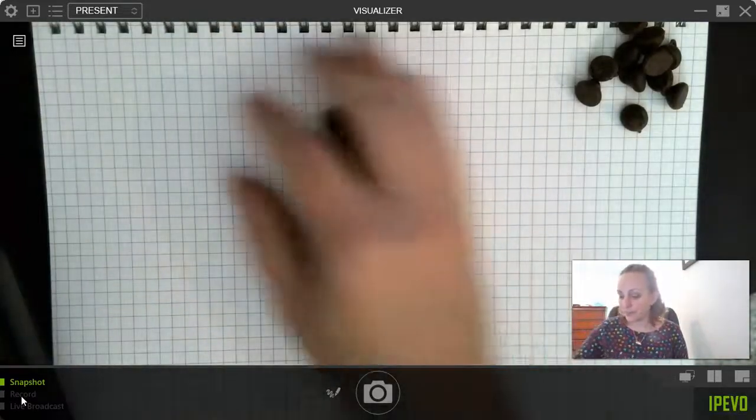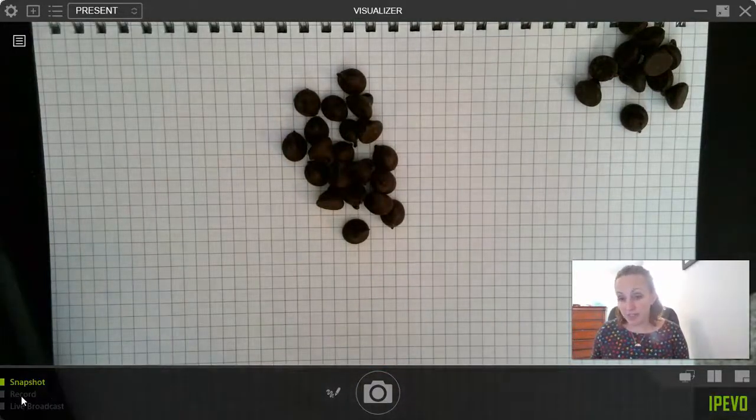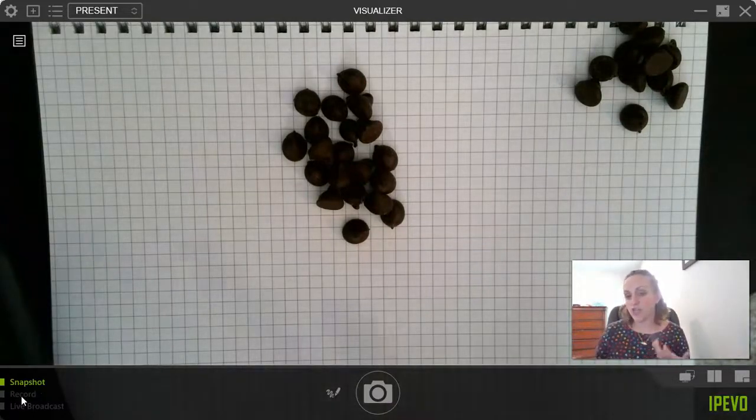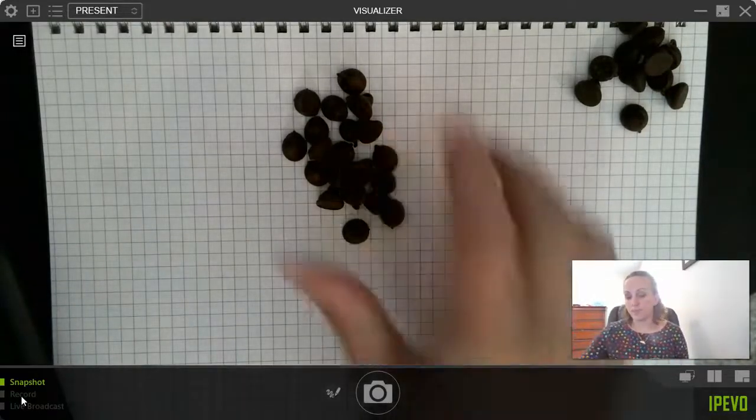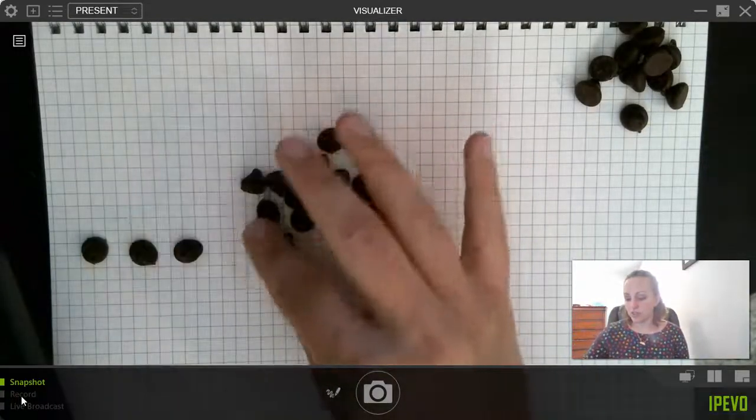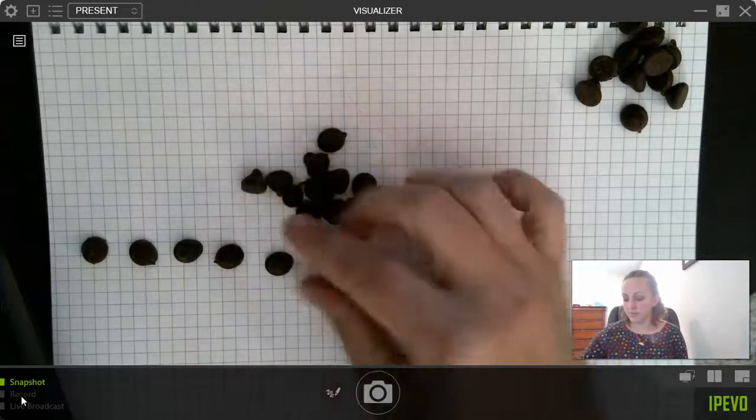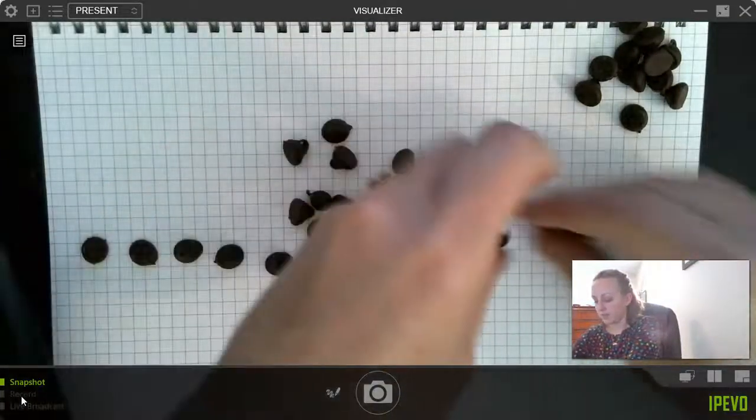So right here, I have 20 chocolate chips. Chocolate chips probably aren't the best thing to use because they do kind of melt, so I'm trying not to touch them a whole lot. And I want to think, how can I arrange my chocolate chips so that I have equal rows with equal numbers in each row? So I could say, well, I could do one just really long row of 20. All right, lay them all out in my row.